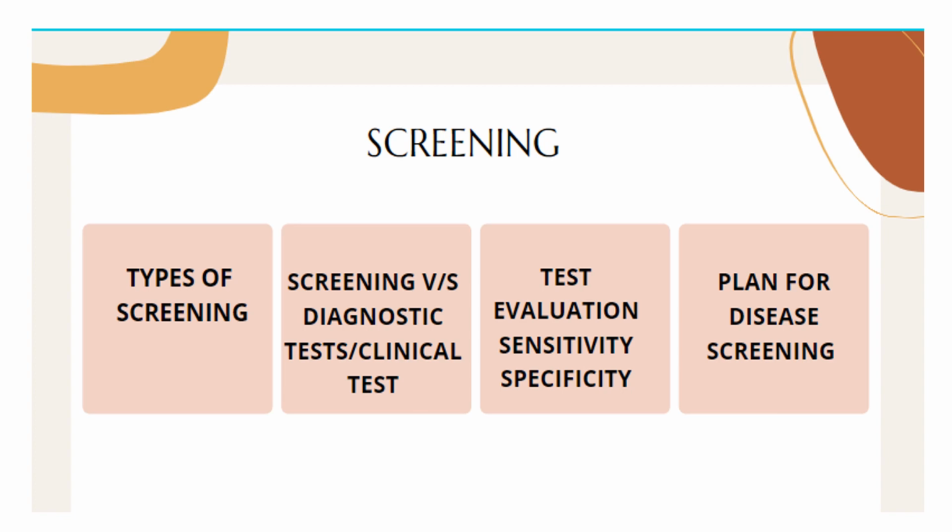Now coming to screening. In the screening chapter, go through the types of screening, go through the differences between screening and diagnostic tests, screening and the clinical tests, and of course you should be aware about how to evaluate any diagnostic test. That is about the specificity, the sensitivity, the positive predictive value, the negative predictive value, and at the same time you should have an idea that supposing you are asked to give a plan for a particular disease screening, what are the steps that you should be putting down.